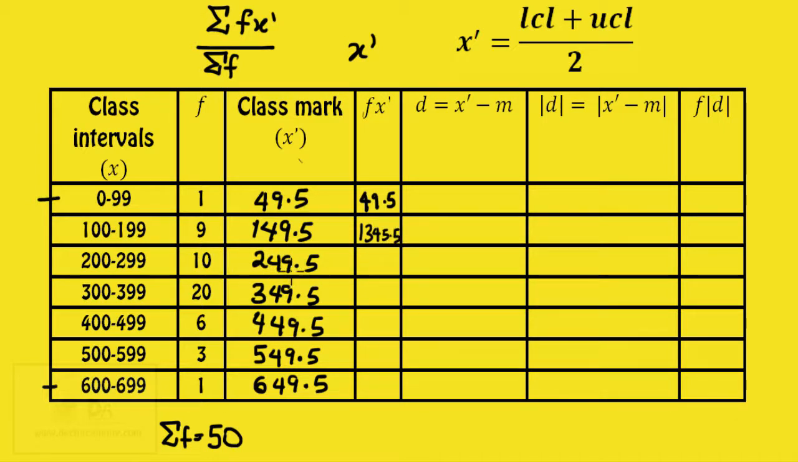10 times 249.5 is equal to 2495. 20 times 349.5 is equal to 6990. So this is a bit laborious, and that's something you might get when you're facing a question requiring you to determine a mean deviation, or a mean in some cases. So 6 times 449.5 is 2697. So 3 times 549.5 is equal to 1648.5.